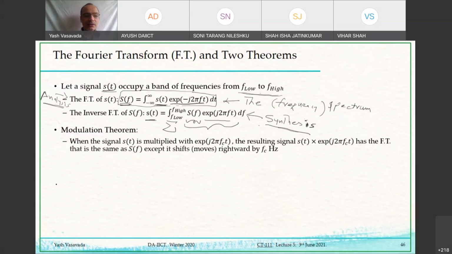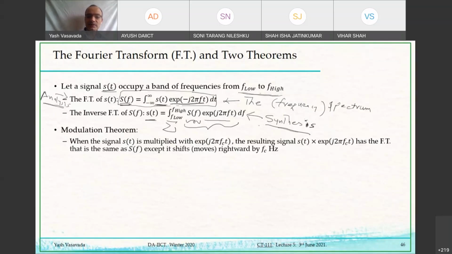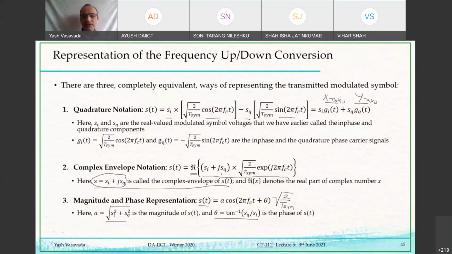Then the second theorem is called the Symmetry Theorem. Remember, I didn't say anything about what S of t is and what S of f is. Its definition doesn't say it. You can put a real signal as S of t, or you can have a complex valued signal as S of t. Most of the signals are real valued. Our speech signal is always real valued, light that we see is always real valued. But in our engineering design, we can come up with complex valued signals. For example, our complex envelope representation over here is a complex valued signal. This is not real valued.